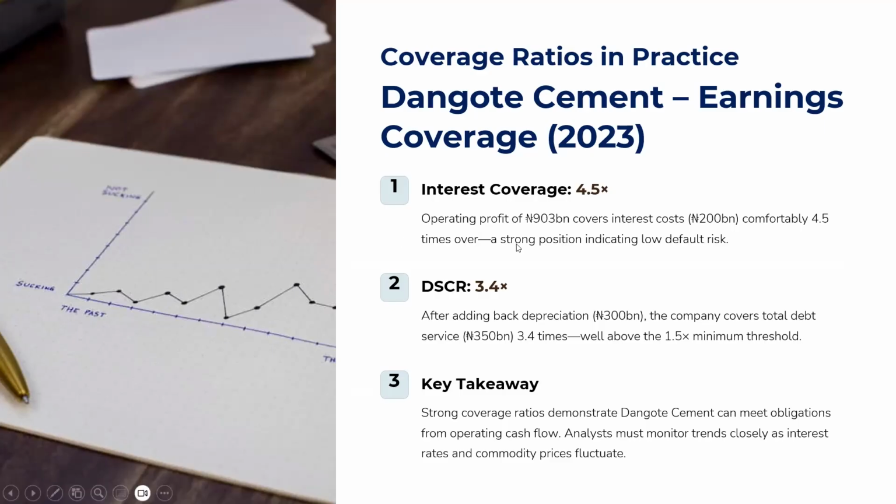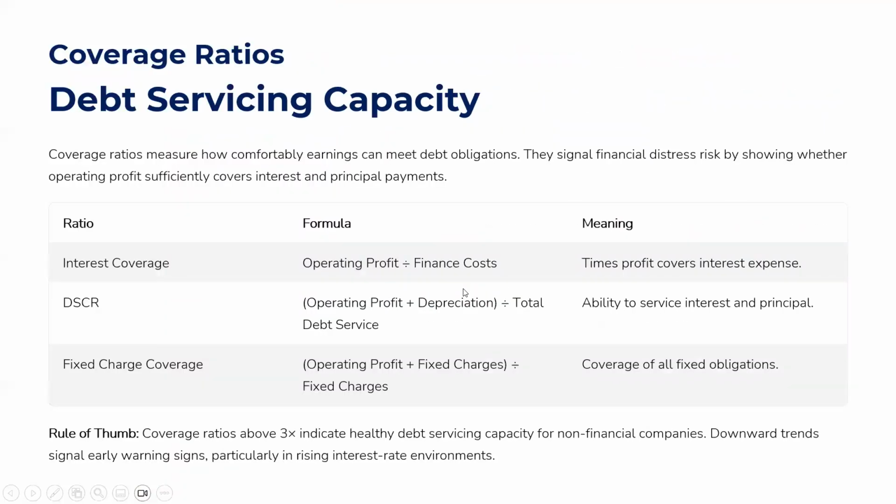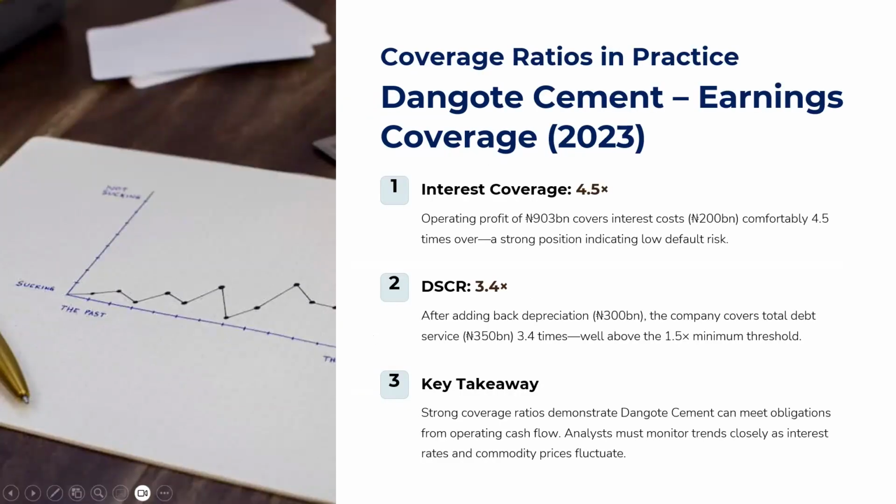After adding back depreciation, if you go back to check the formula, it is operating profit plus depreciation divided by total debt service. So your total debt service is 350. So if you say 903 plus 300, if you add 300 to 903, that's 1,200.